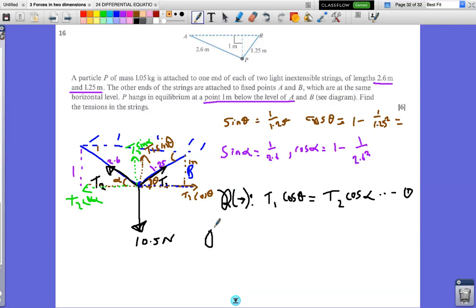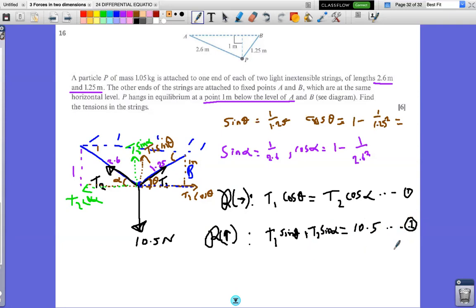You resolve vertically, you will get: sum of forces upward should be sum of forces downward. So T1 sine theta plus T2 sine alpha should be equal to 10.5 newtons. That is equation 2.